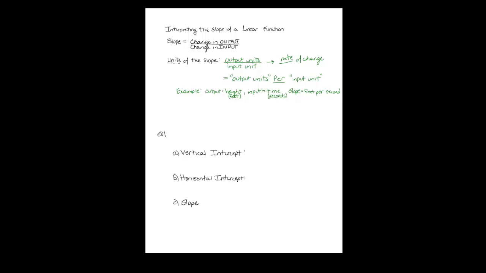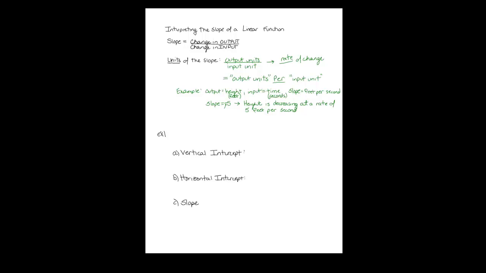So if, for example, you knew that the slope was -5, your interpretation of that would be that the output, in this case the height, is decreasing. Whenever you're interpreting the slope, you have to indicate what the sign means. So the height is decreasing at a rate of 5 feet per second.